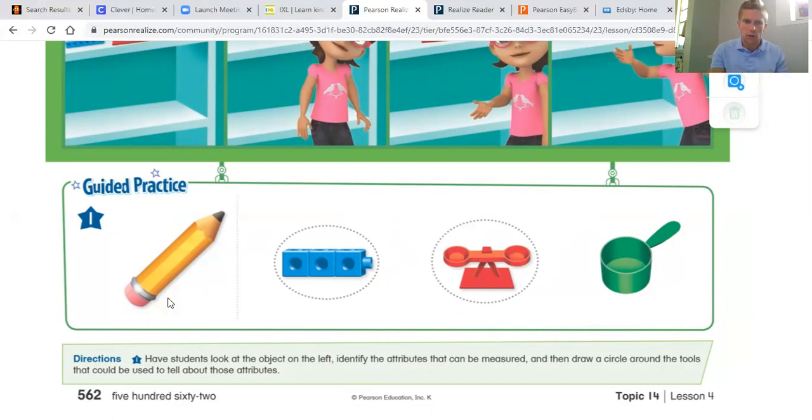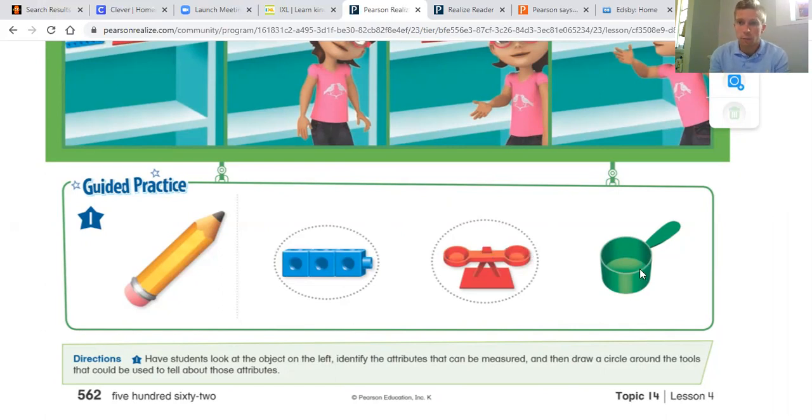How much it holds? Well, this pencil doesn't hold anything, right? There's no water inside of it. There's no liquid inside of it, okay? So we don't need to know that one. So that's why this blue cube train, yes, we circle that because we can measure the height of a pencil, right? Can we measure the weight of a pencil? Yes, we can.